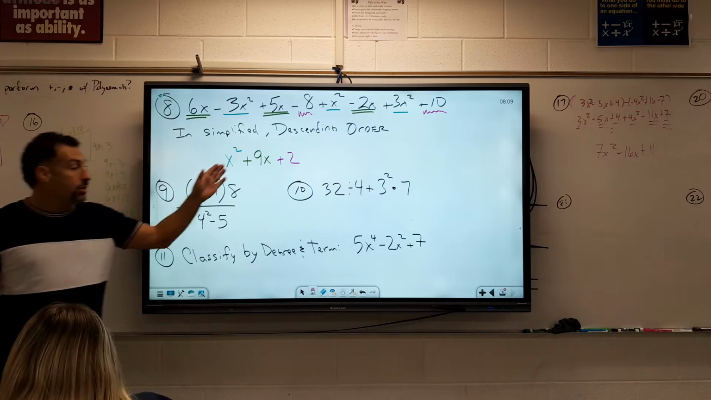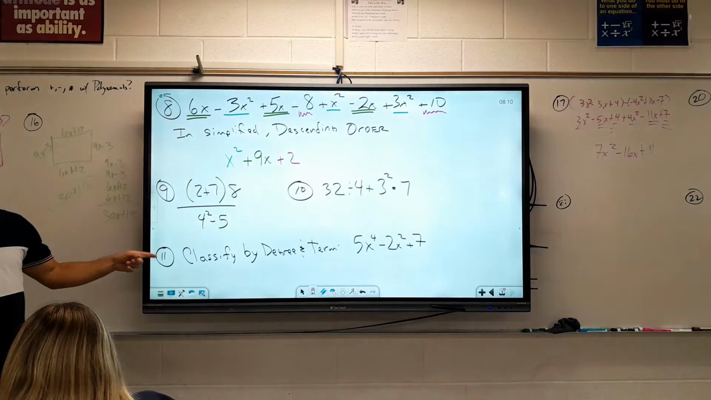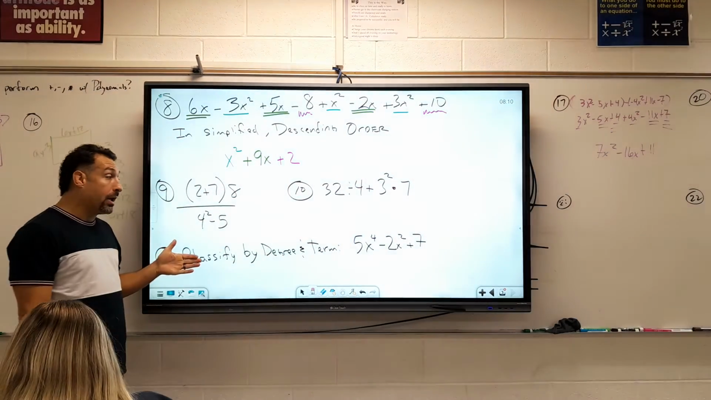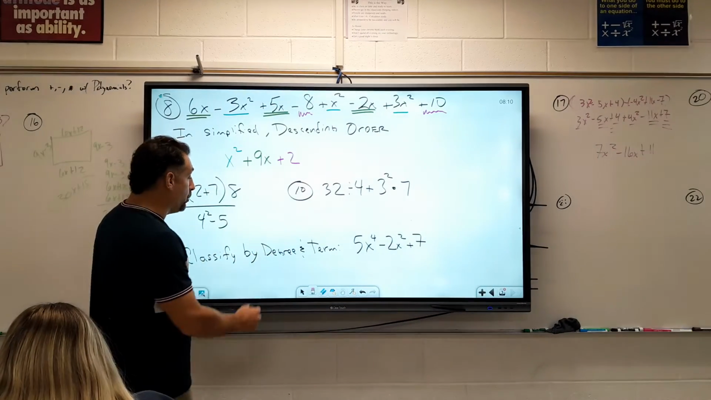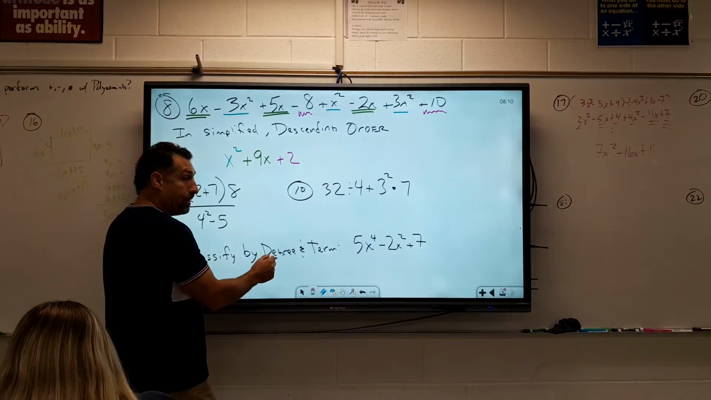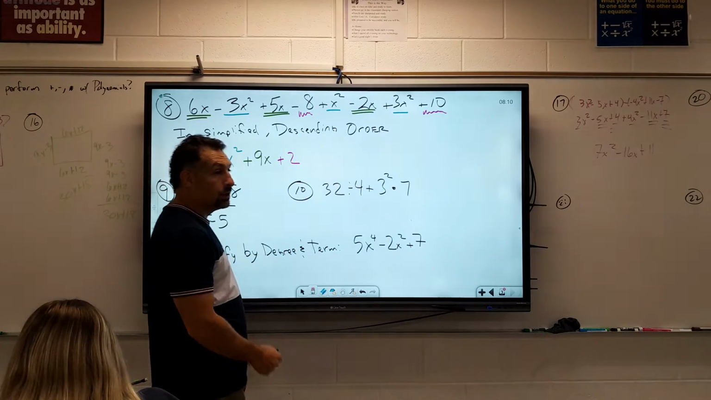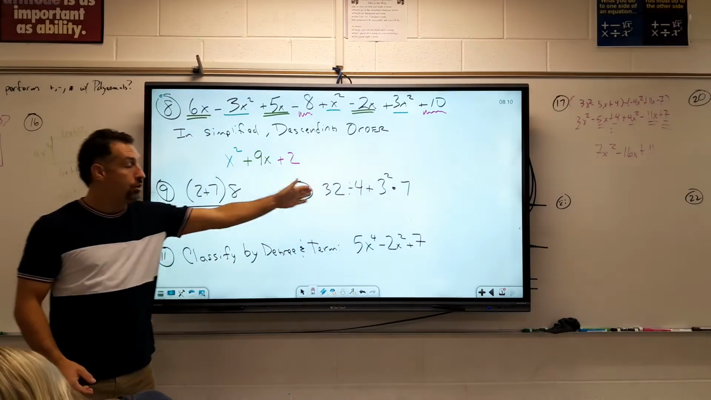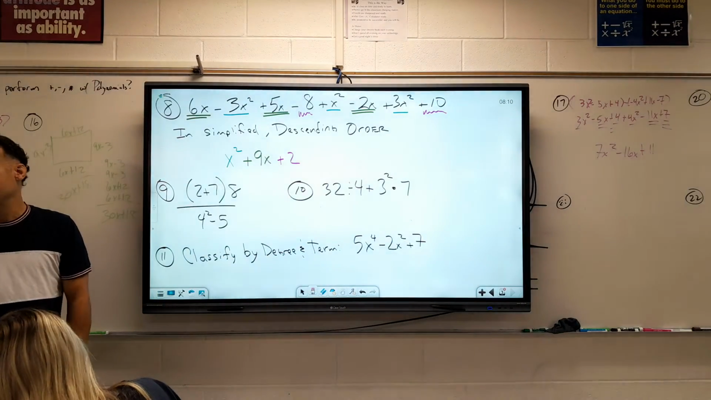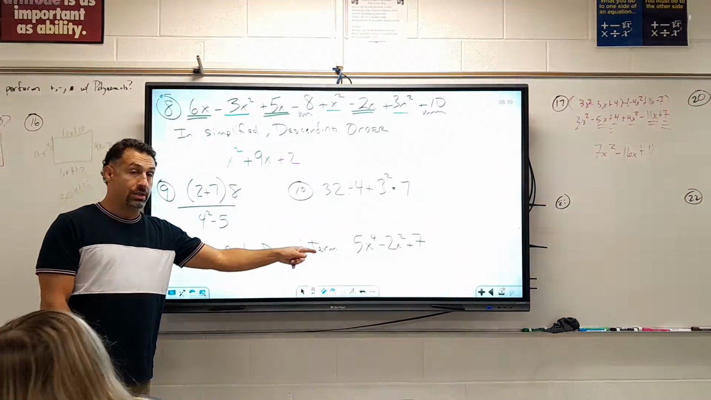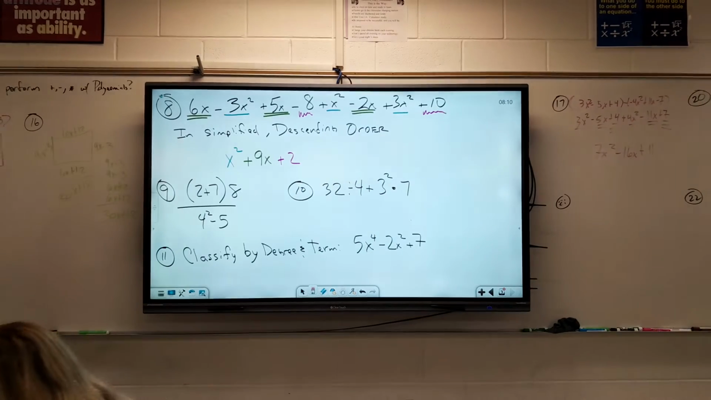All right, put these 2 in your calculator, and this one is a classify. You have your vocabulary on classifying. You have to do it both ways, by the exponent and by the number of terms. Take a moment to do these 2. If you have your vocabulary sheet, you can answer this question pretty easily from your notes.